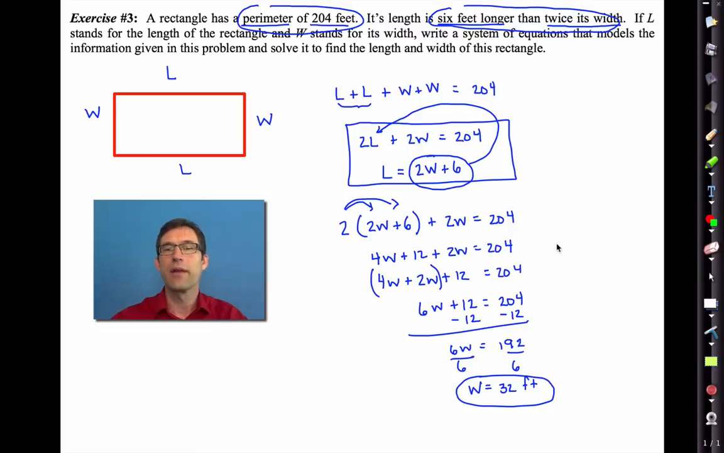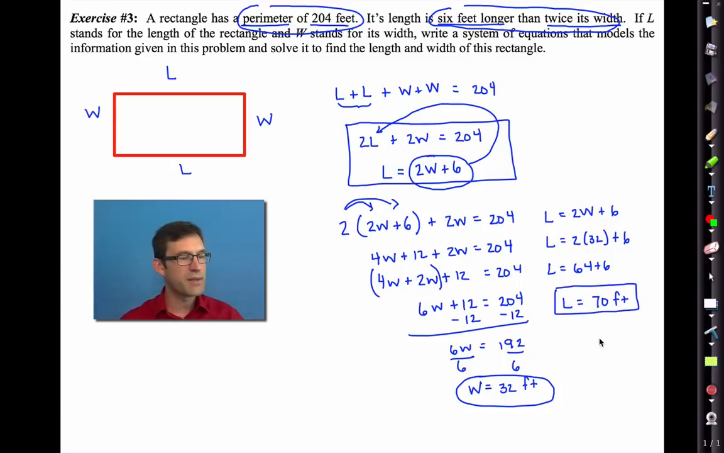We haven't figured out the length yet. I think I'll just try to sneak that in right here. So the length is twice the width plus 6. So since we know the width is now 32, I can just substitute that in. I'll find 64 plus 6, and the length is 70 feet.